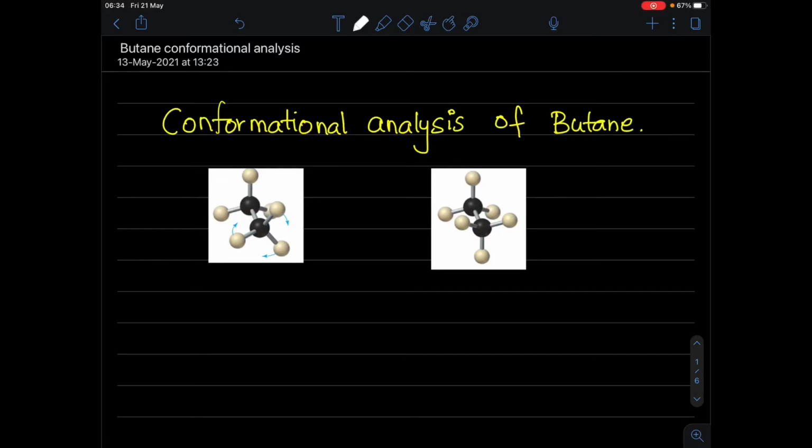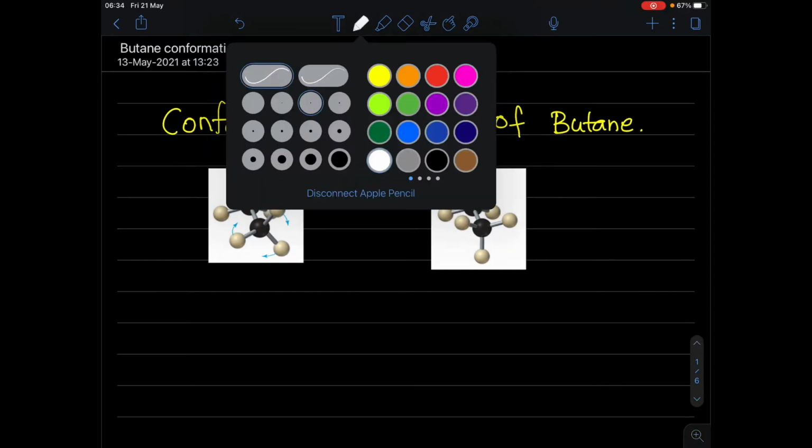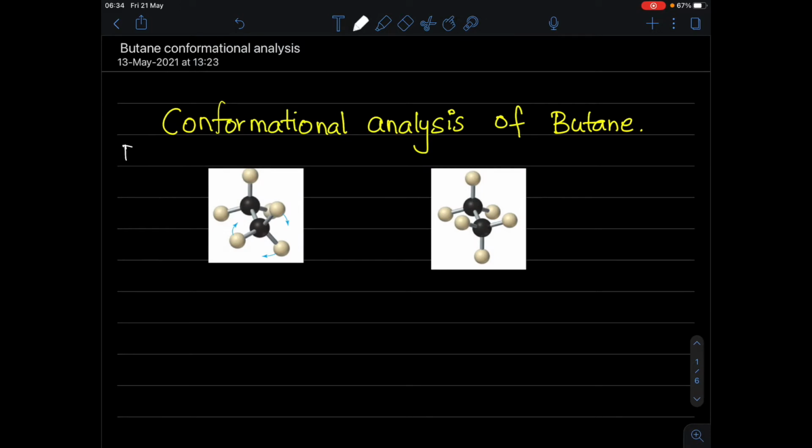Hi, welcome. Today we will discuss the conformational analysis of n-butane. We know that atoms which are bonded through a single sigma bond can rotate independent of each other. So here I take an example of an ethane molecule. Ethane is C2H6. Here the black are the carbon atoms and the white are the hydrogen atoms.